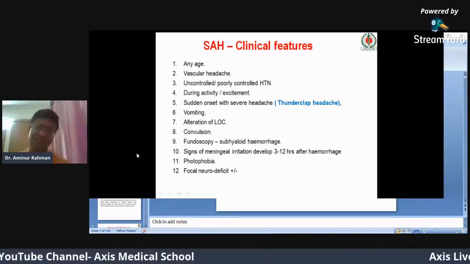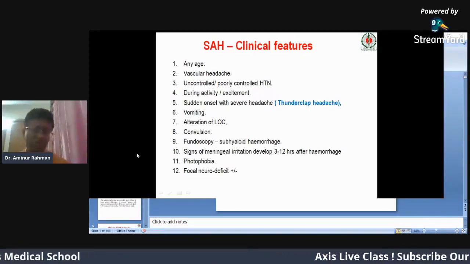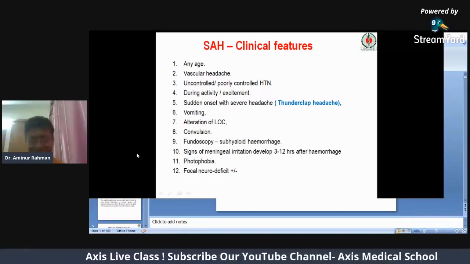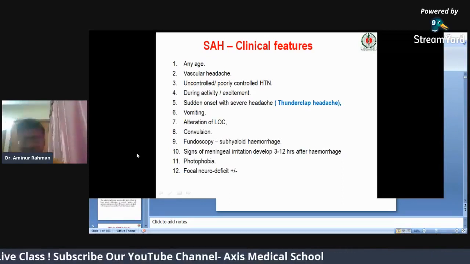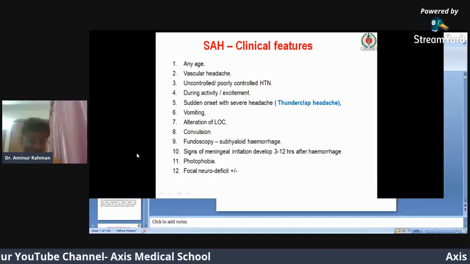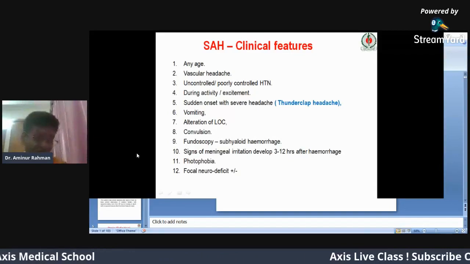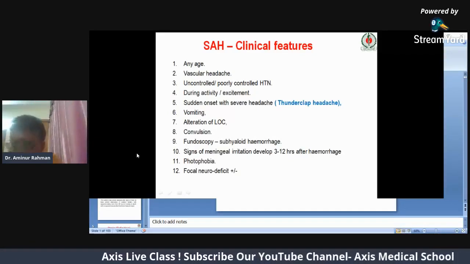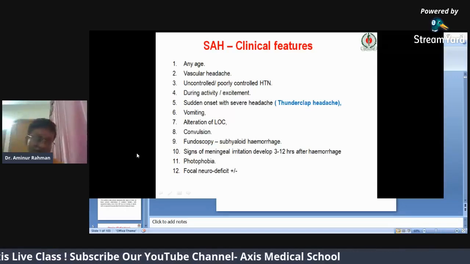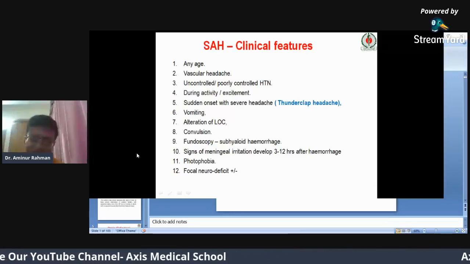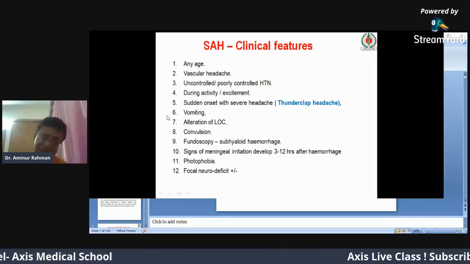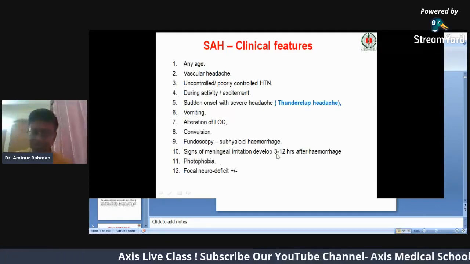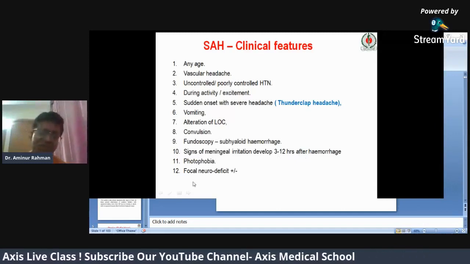It occurs with vascular headache, uncontrolled or poorly controlled hypertension, during activity and excitement, with sudden onset of severe headache. This is the thunderclap headache, a very familiar name for medical students. There is vomiting, altered level of consciousness, convulsion. Fundoscopy will show subhyaloid hemorrhage, and signs of meningeal irritation develop 3 to 12 hours after the hemorrhage.